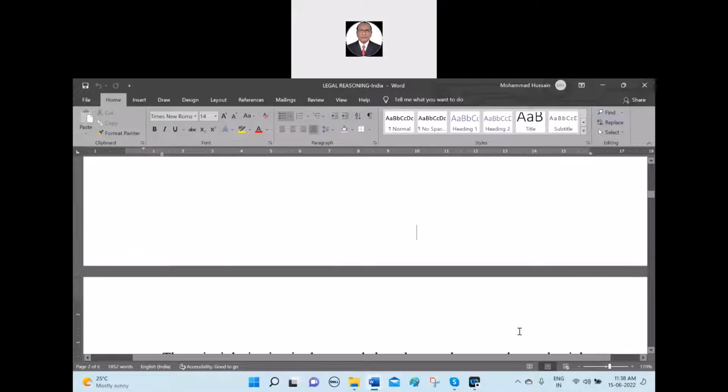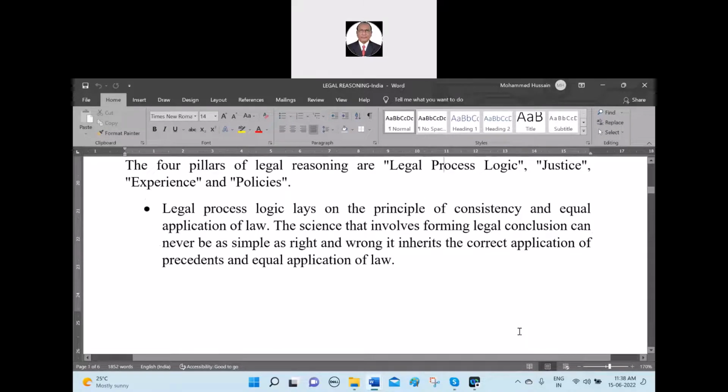So let us see what the legal process is. Legal process logic lays on the principle of consistency and equal application of law. So whenever you are writing arguments, consistency should be there. Suppose you are using a particular word, like friend, but don't use comrade. Comrade gives a sense that you are of a socialistic bent of mind, but comrade is nothing but a friend. So consistency should be there, and equal application of law.